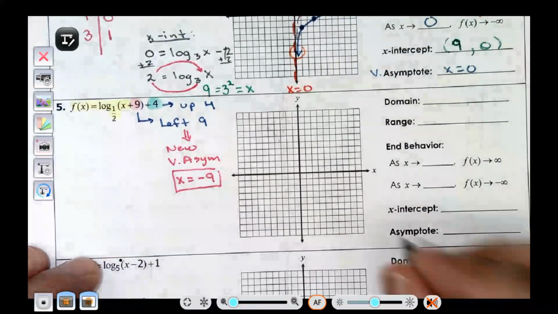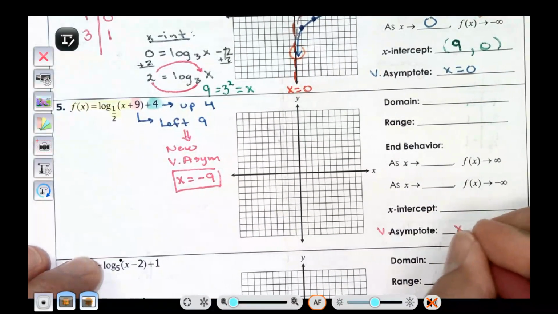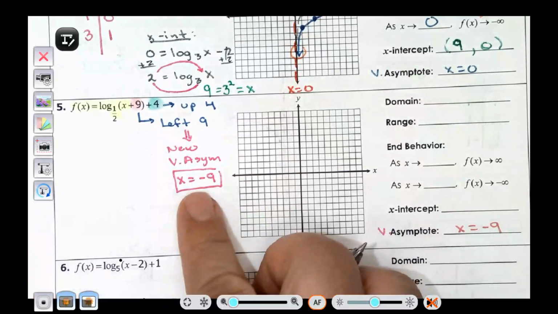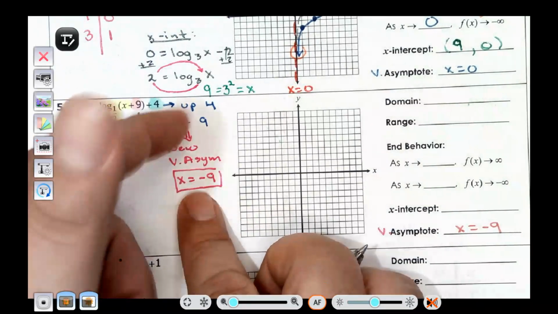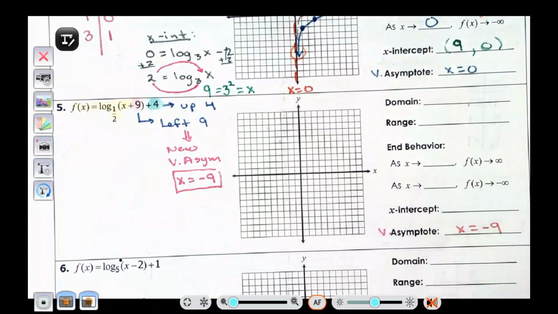Let me go write that in over here. Vertical asymptote, x equals -9. Remember, I don't need to draw this. I already know by saying left 9. All right, but let's talk about the parent now, because that's where the graphs always begin.